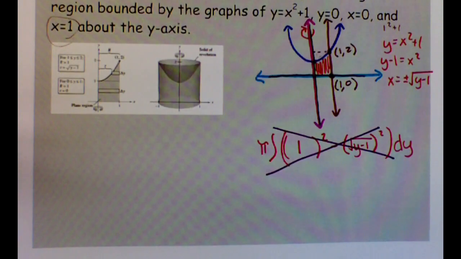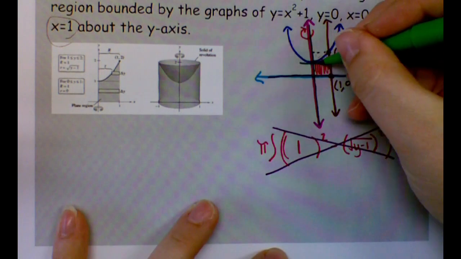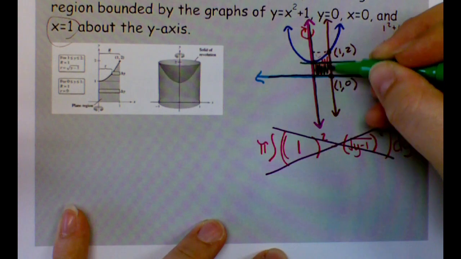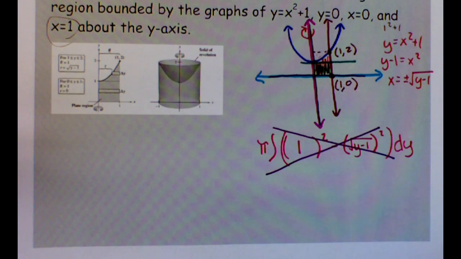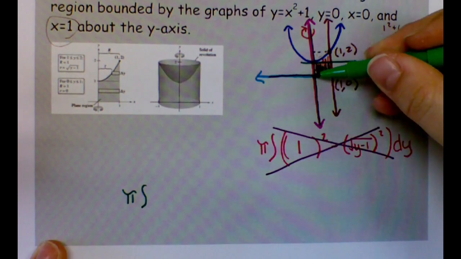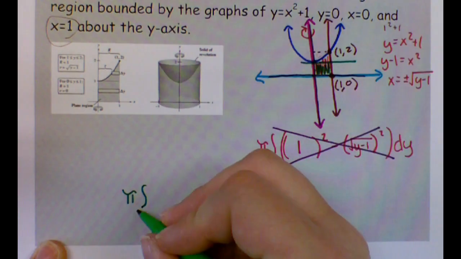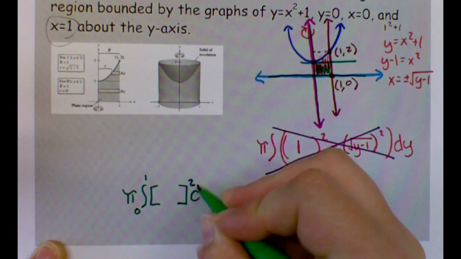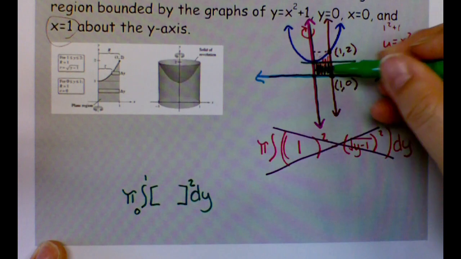So what we need to do is break this into two parts. Where does my top function begin? This bottom part here is a pretty simple area. It's just disk method. We take pi times the integral. We're integrating with respect to y, so we'd go 0 to 1 of the radius squared, dy. Well, the radius in that case is just 1.